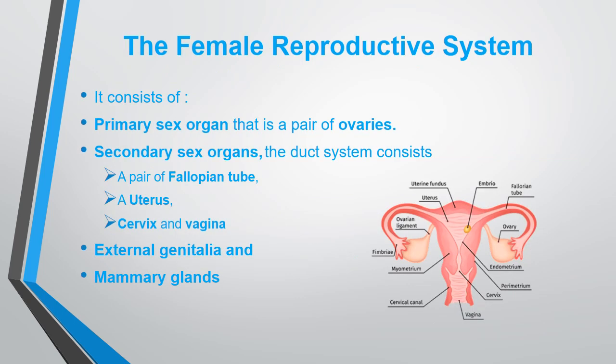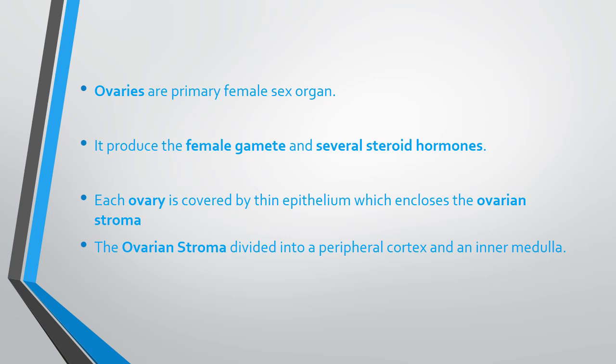The female reproductive system includes primary sex organs, that is a pair of ovaries, then the secondary sex organs, which have the duct system, which has a pair of fallopian tubes, a uterus, cervix, and vagina. Then the third one is external genitalia, and the fourth and last is mammary glands. The ovaries are primary female sex organs. They produce the female gamete, that is ovum, and several steroid hormones.